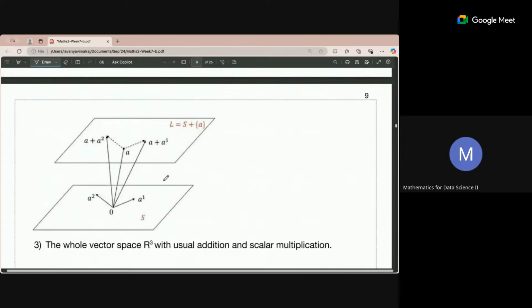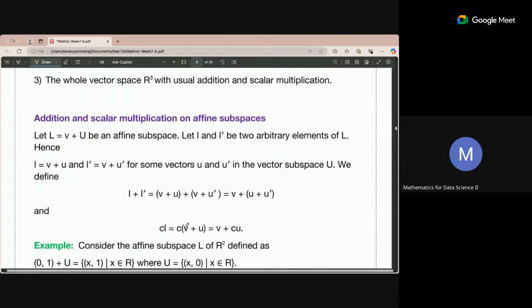So we have seen what an affine space is. And an affine space is not a subspace. So how do we add two elements from an affine space? Because you know how addition and subtraction are defined in a subspace, but now we are just in a subset of the vector space. So how are we going to define addition and scalar multiplication on affine subspaces?